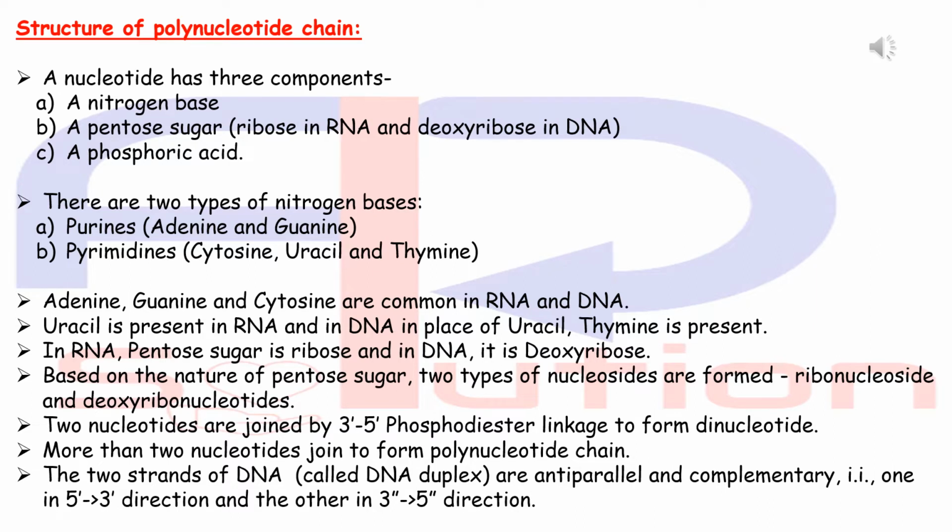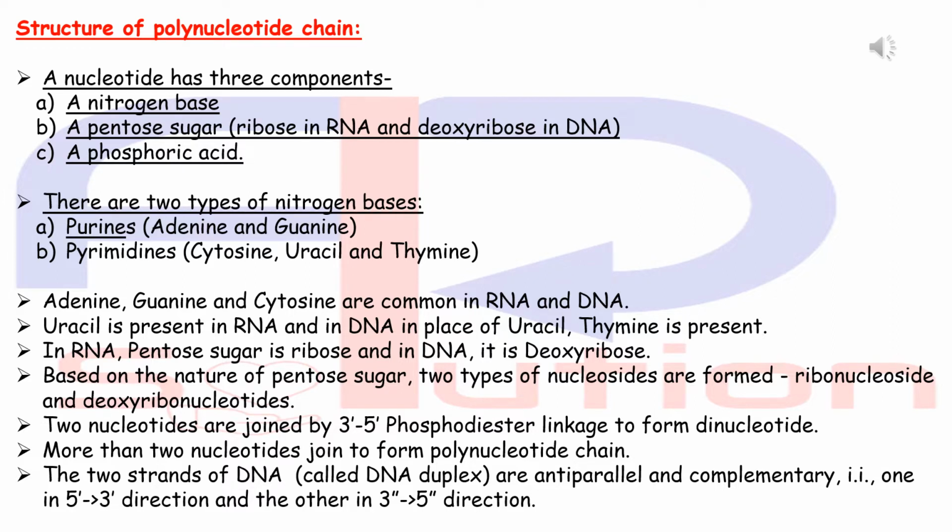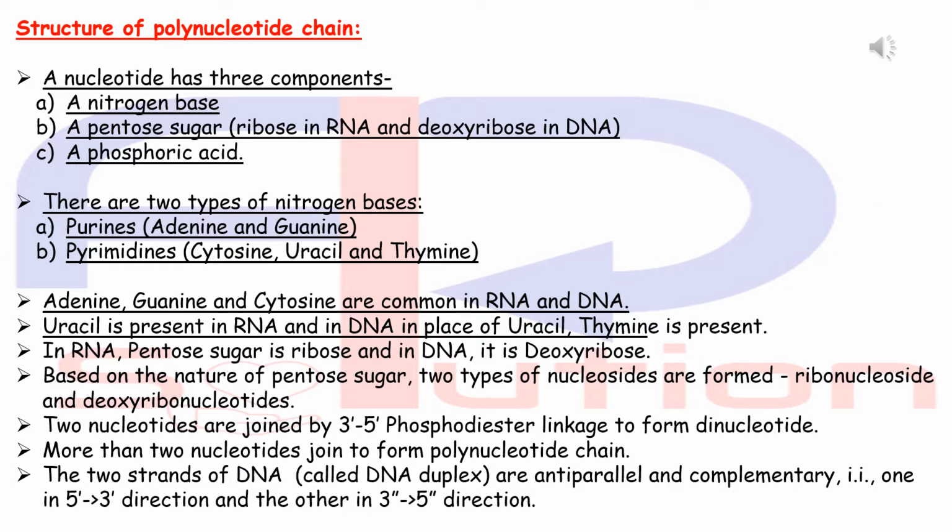Structure of polynucleotide chain. A nucleotide has three components: a nitrogen base, a pentose sugar, ribose in RNA and deoxyribose in DNA, and a phosphoric acid. There are two types of nitrogen bases: purines, adenine and guanine; pyrimidines, cytosine, uracil and thymine. Adenine, guanine and cytosine are common in RNA and DNA. Uracil is present in RNA, and in DNA in place of uracil, thymine is present.